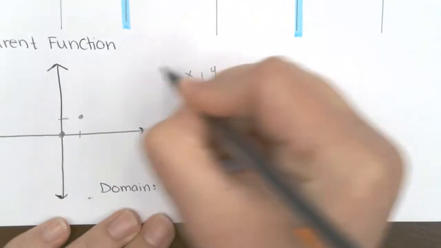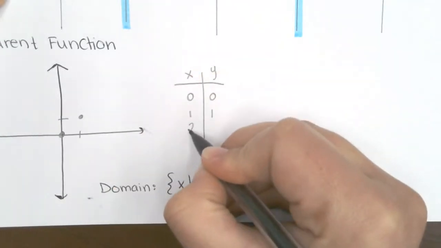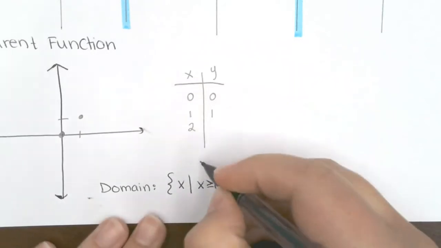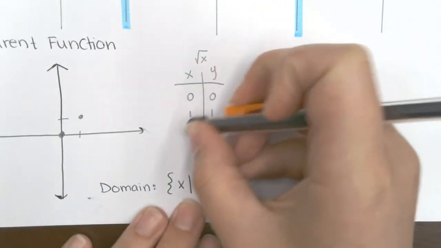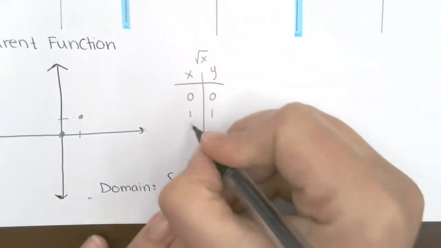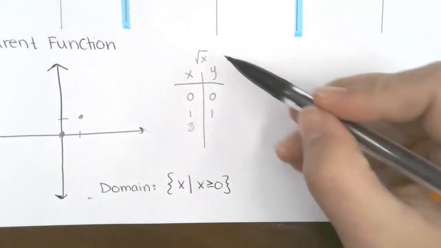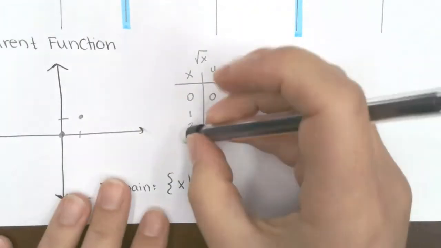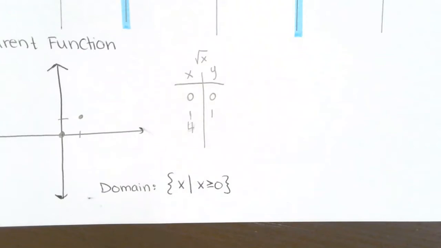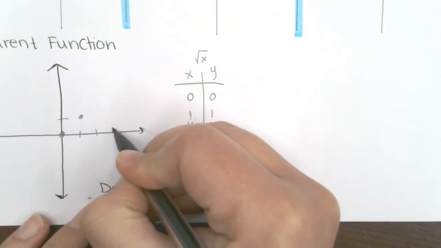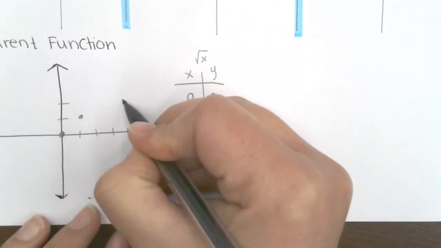If you plug in a 2 into your parent function, so let's write out our parent function. Our parent function is just the square root of x. If we plug in a 2, well, what's the square root of 2? That's not a pretty number. We don't like that. So I'm going to remove 2 and say, hey, I don't want 2. What about 3? What's the square root of 3? If I put 3 here, can we take the square root of 3? No, that's an icky number. What about 4? If we take the square root of 4, well, we know what that is. That is 2. So here's 1, 2, 3, 4. Square root of 4 is 2.